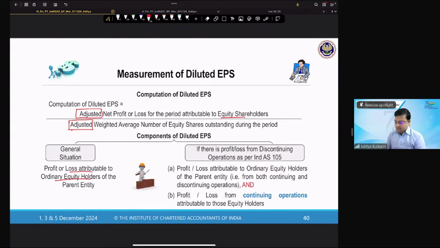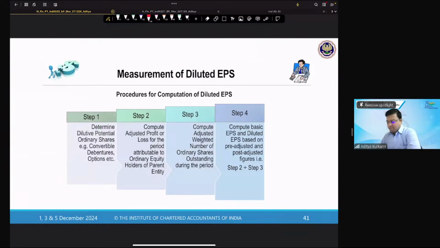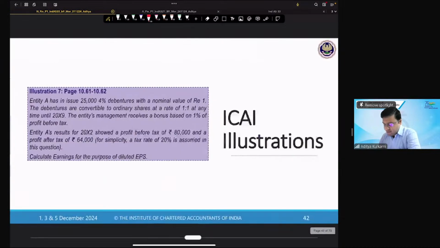Profit or loss attributable to ordinary equity holders, from both continuing and discontinuing operations, as well as from continuing operations attributable to those equity holders. Is it okay? Okay. The methods of computing are given, but anyway, let us start with the questions themselves. In the questions, I'm sure we will get much clarity, and that should clarify a lot of things for you.